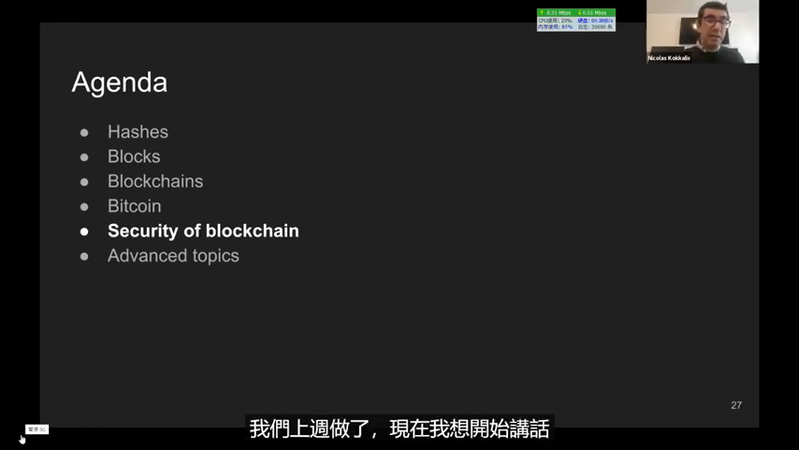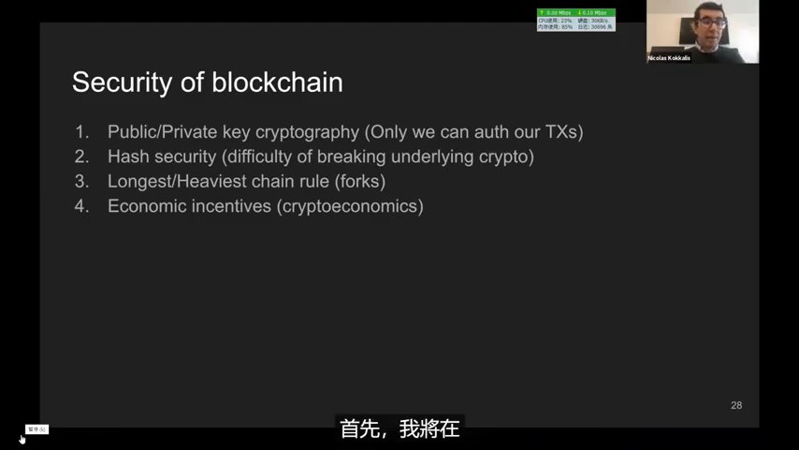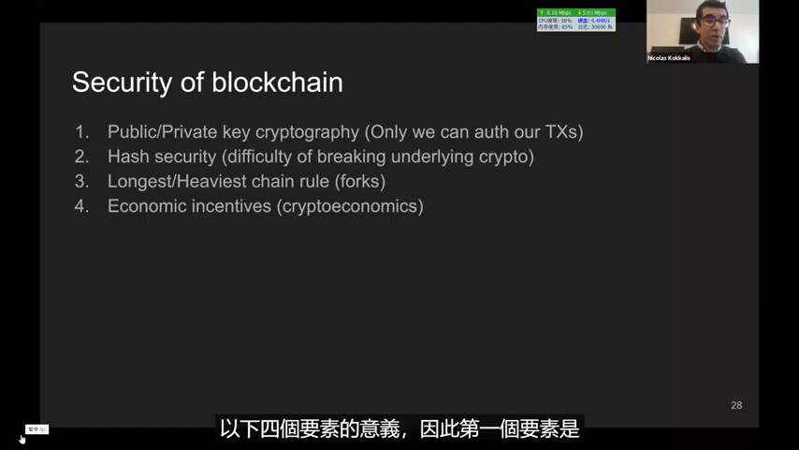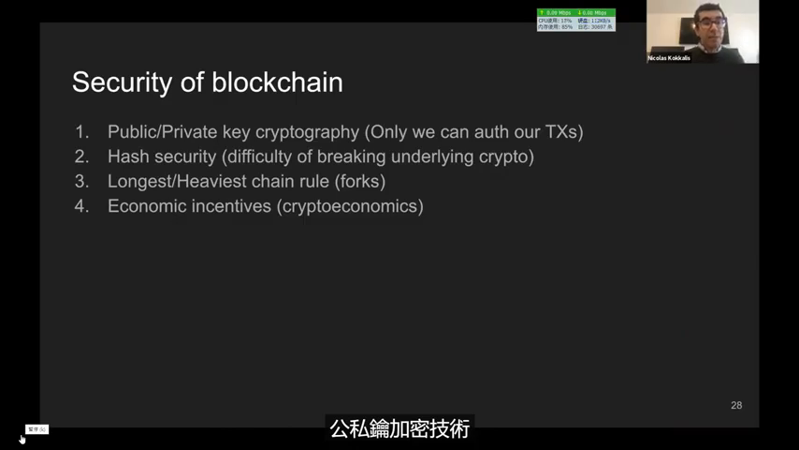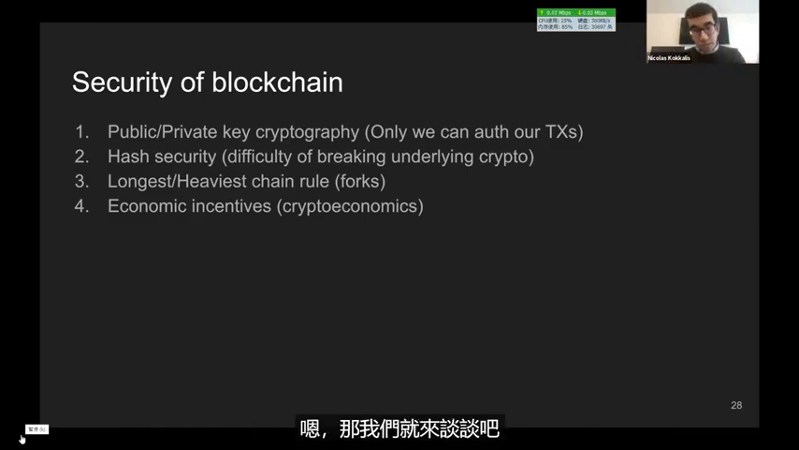And now I want to start talking about why can we trust all this stuff? And primarily, I will talk about it in the sense of the following 4 elements. So the first one is an enabling factor of technology, which is public-private key cryptography. So this is the reason why we can be sure that we and only we can authorize transactions that are coming out of our accounts.